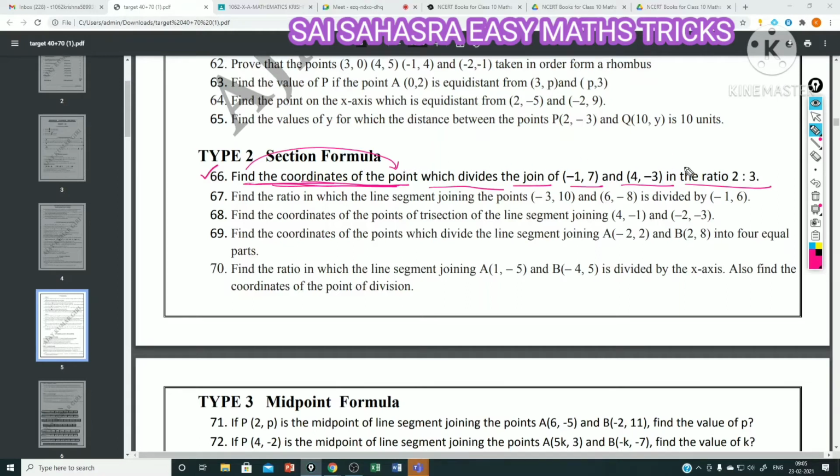Okay. So which is A? You tell me. Which is A? So this is A point. Which is B? 4 comma minus 3. Ratio is represented by M is to N. Correct, no? M is to N. So they are asking point P. Can we apply section formula here?